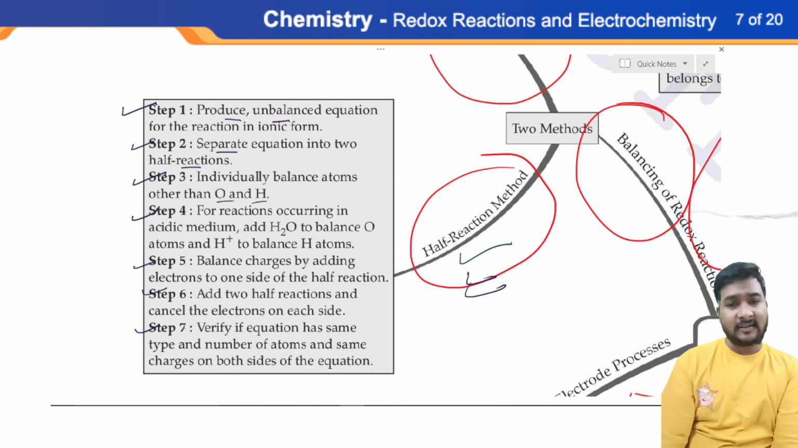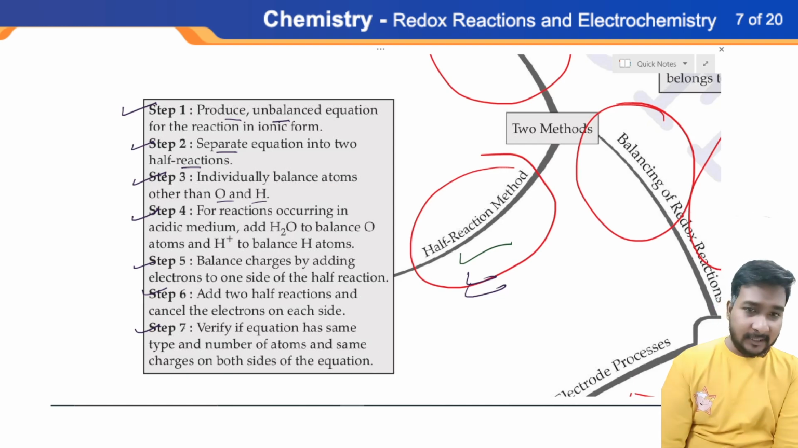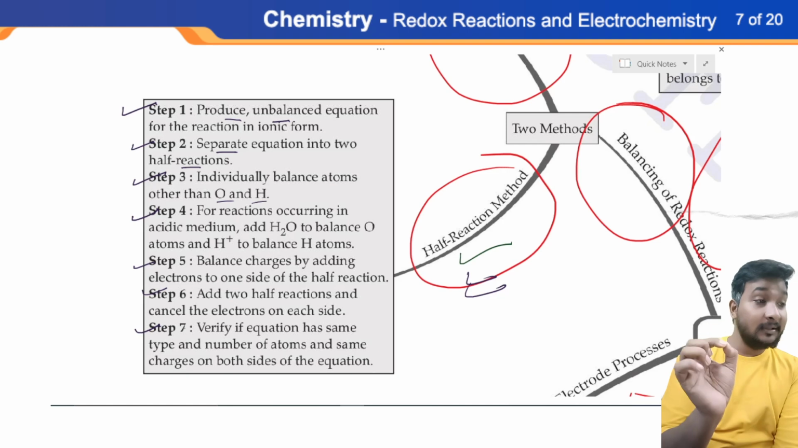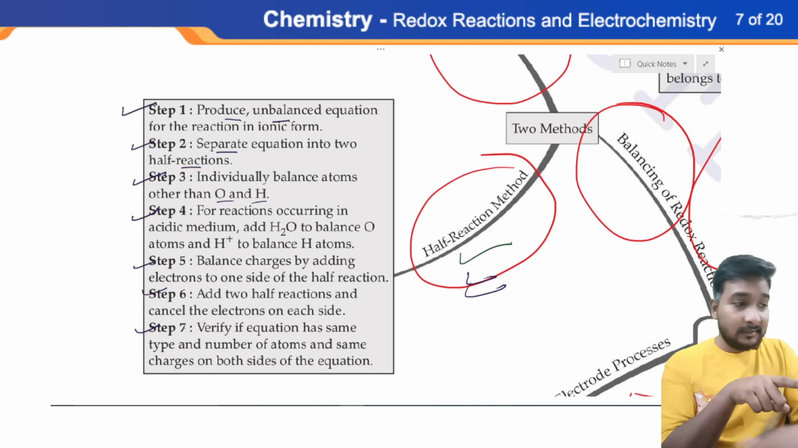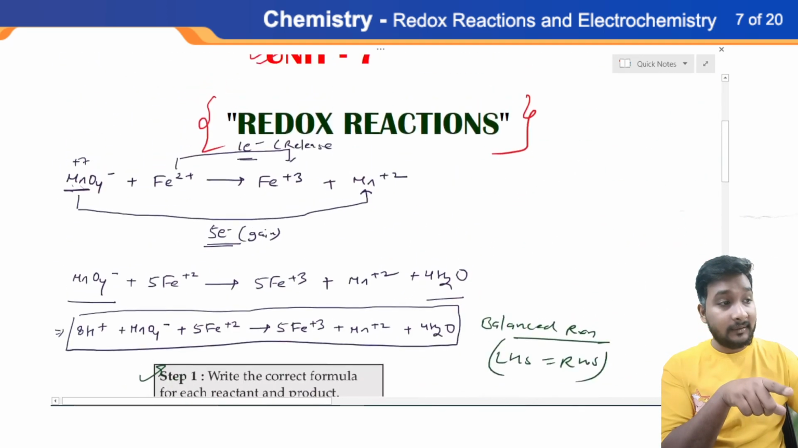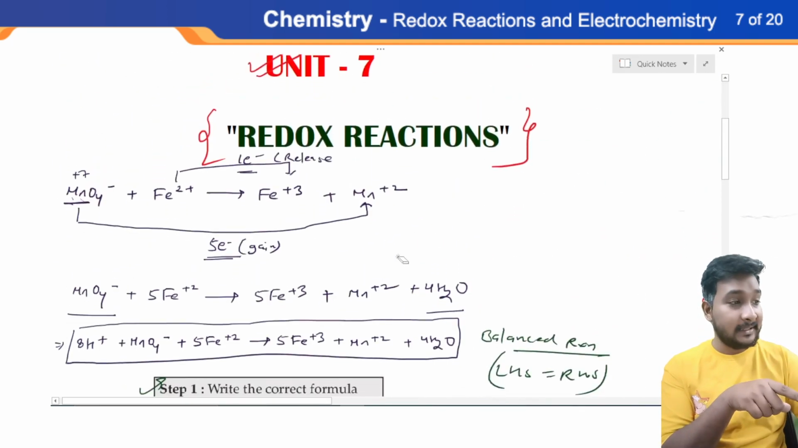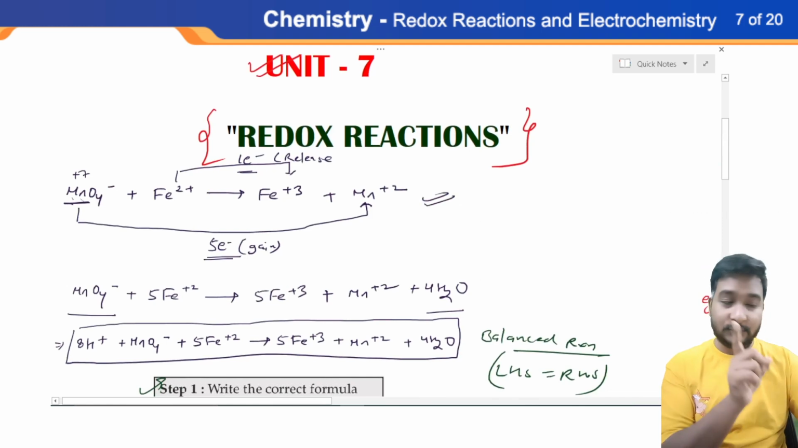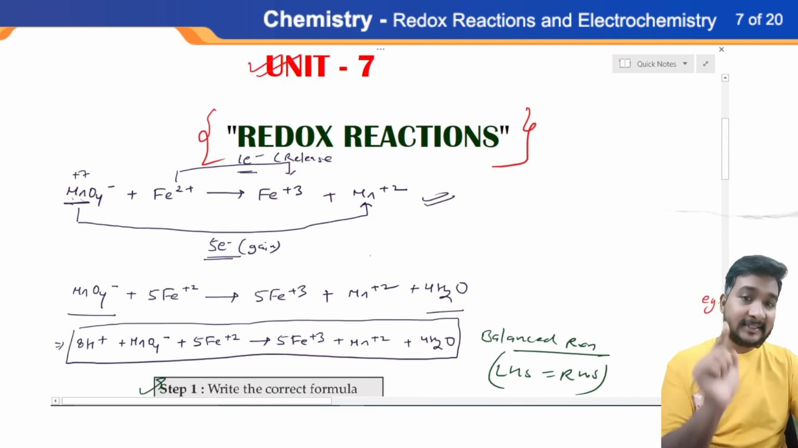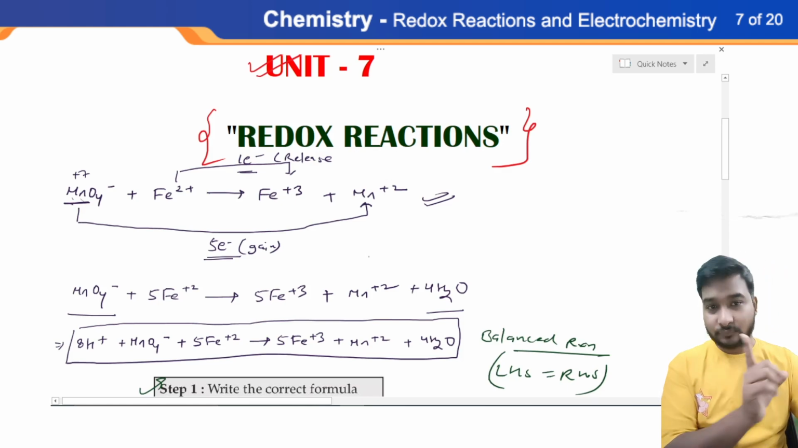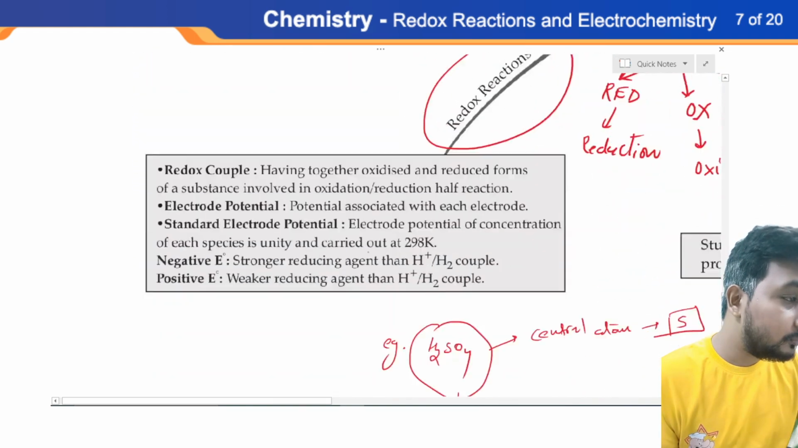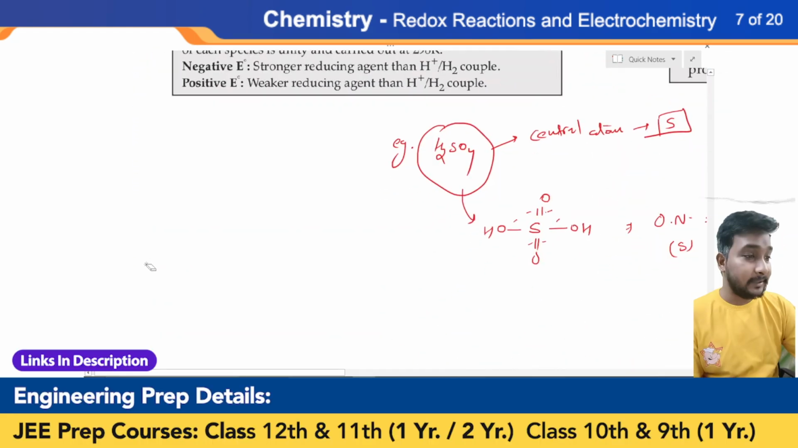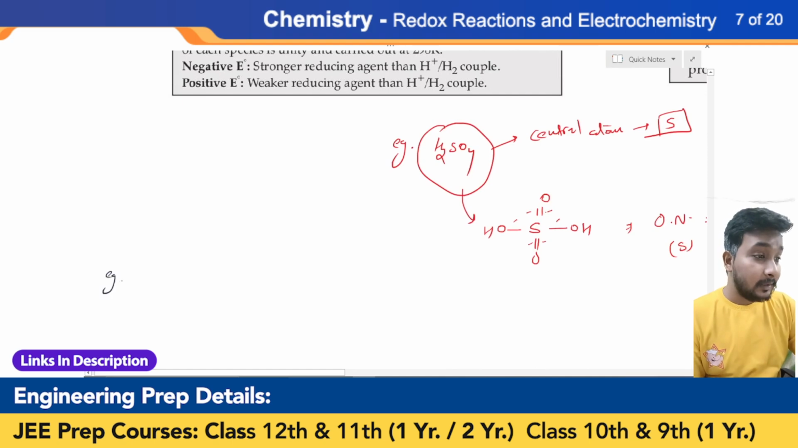Now, these seven steps are very boring. So let me use these steps in a very simple way by taking the same example which I taught you earlier. In this question I am using the second method, that is the half reaction method. I am explaining the example here. Again the same reaction.